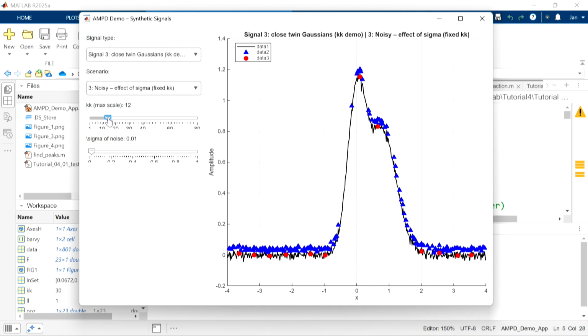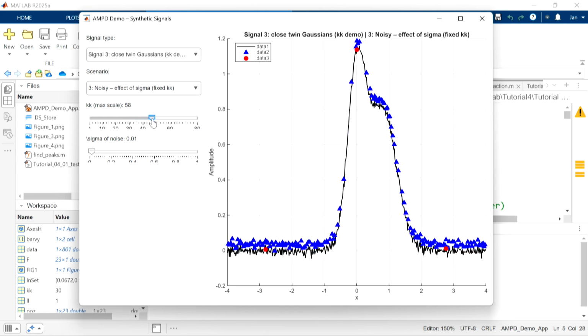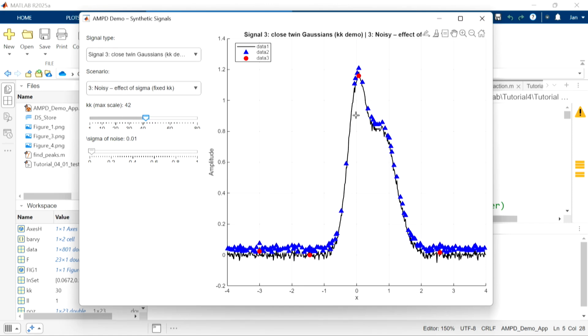So if you increase it, there should be a lower number. Okay, you can see if I go up, there will be a low number, but even in this one, because they are really too close together.